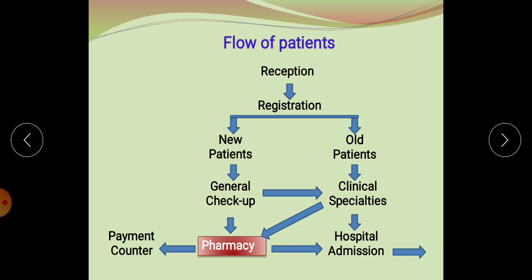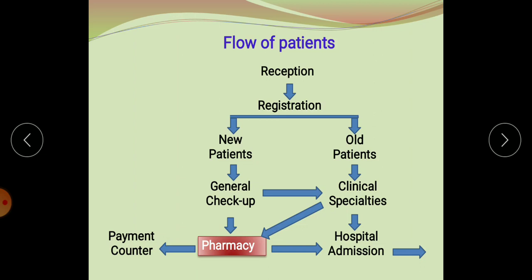Otherwise, it may also happen that after reception and registration, the new patients come to the general checkup and the problem is very minor. So the physicians just prescribe them medicines. Then the patients come to the pharmacy with the prescribed medication order or the prescription, and after paying and procuring the medicine, they go back to their home. This is the first flow.